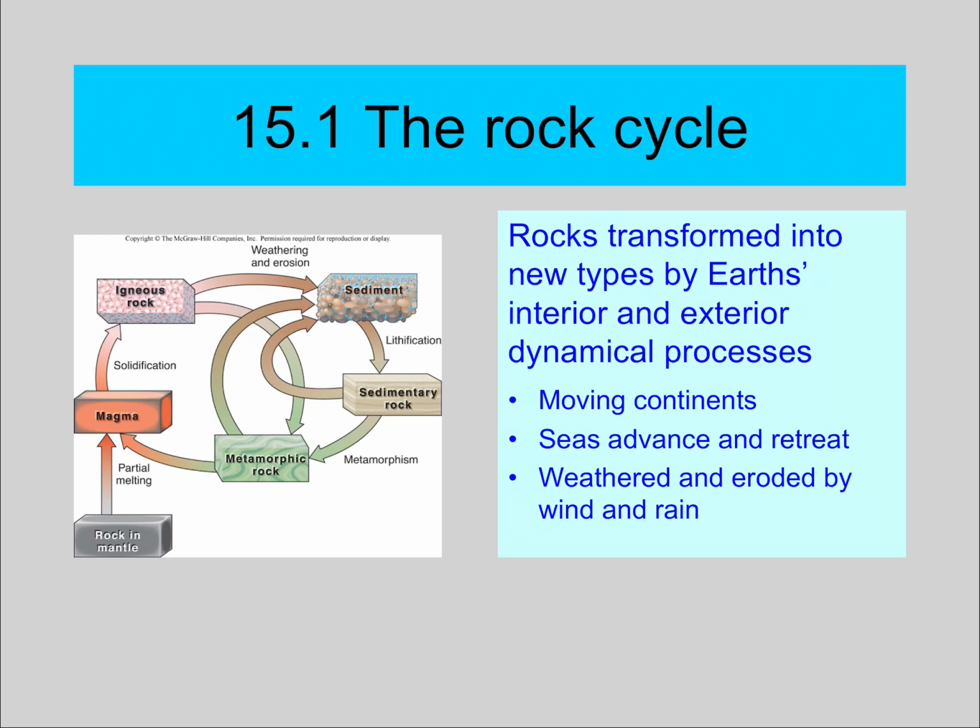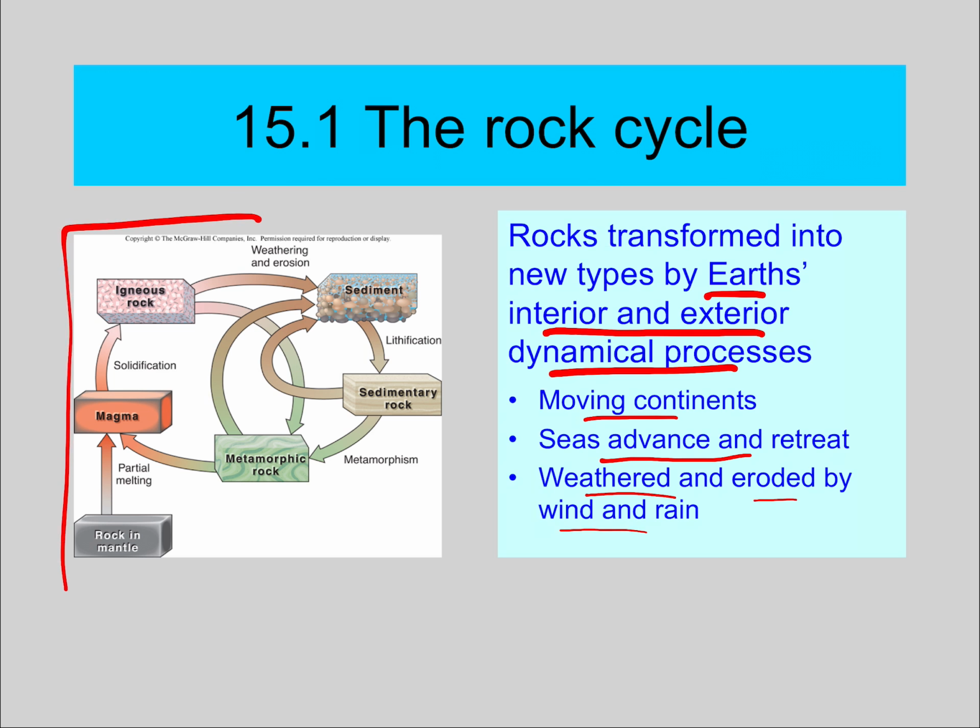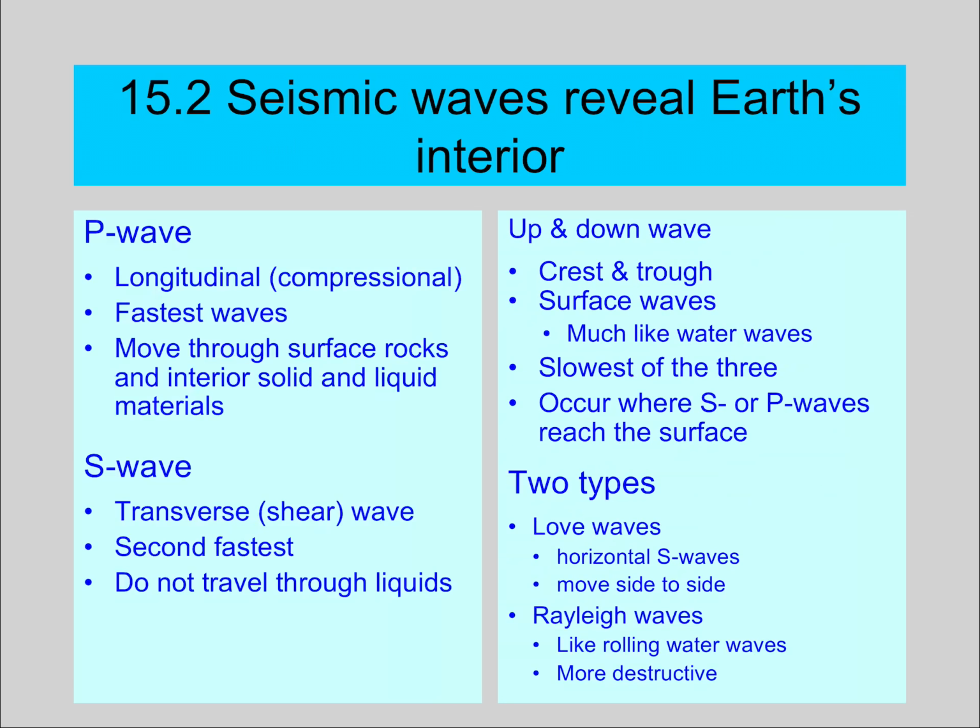This leads us to the rock cycle, where rocks are transformed into new types by Earth's interior and exterior dynamic processes like moving continents, seas advancing and retreating, and weathering and erosion due to wind and rain. You can see here an example of the rock cycle and how igneous, sedimentary, and metamorphic rocks are related to each other. So now we're going to talk about some of these processes.